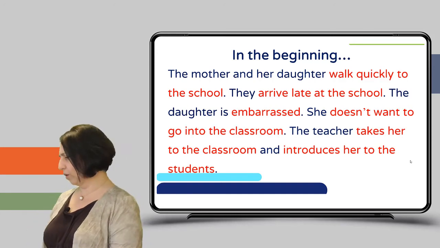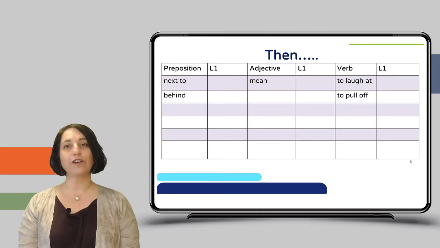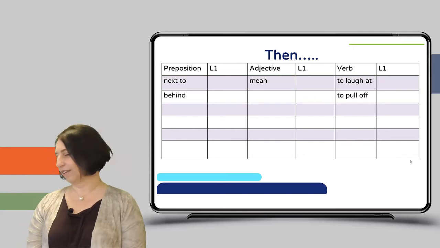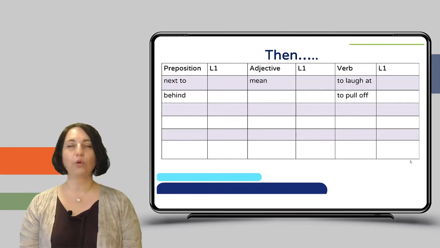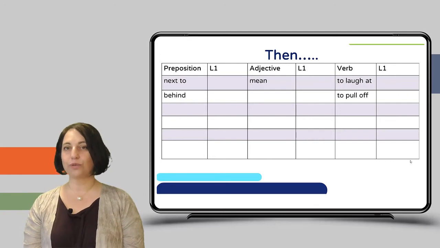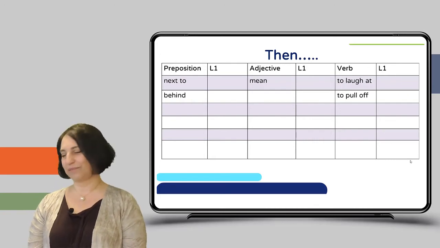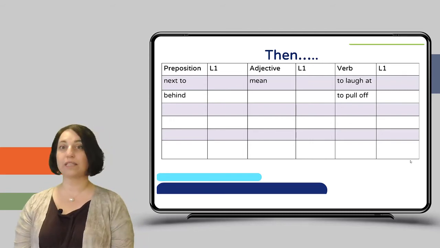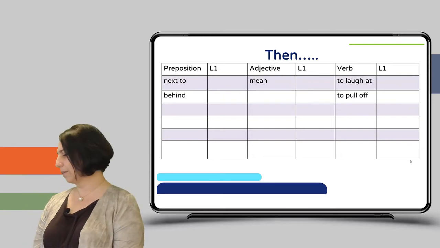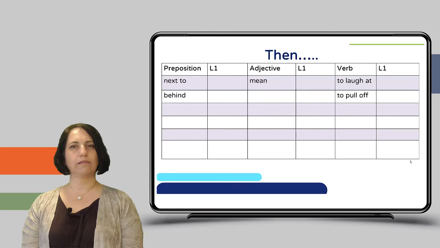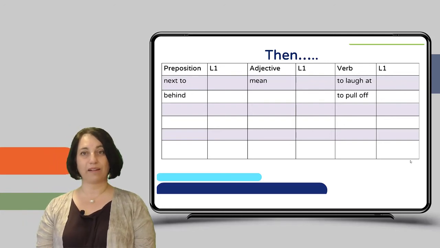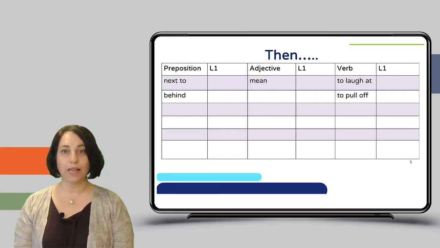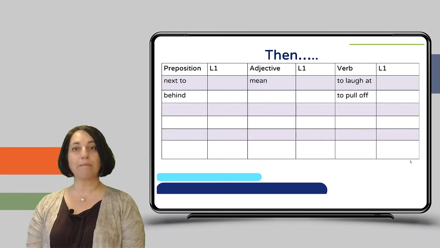All right, so let's have a look now at the middle. But to do that, first, students, we will need some words. For example, next to, behind, mean, to laugh at, and to pull off. Who was sitting next to Annabelle? Or who was Annabelle sitting next to? Yes, Bethany. Who was sitting behind them? Right, Aiden, the boy, the mean boy. And he was a mean boy. He wasn't nice to Annabelle. Right. And who laughed at Annabelle? Do you remember? Yes, all the students laughed at Annabelle. And who pulled off her bunny mask? Aiden did. Right. That will help you now to describe what happened in the middle of the clip.